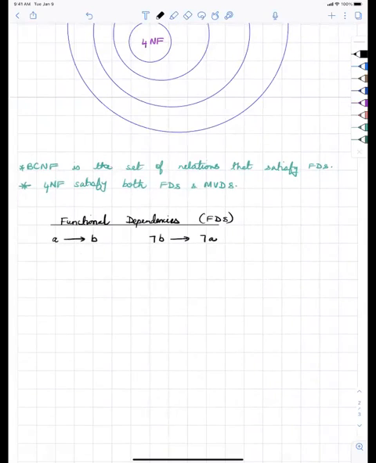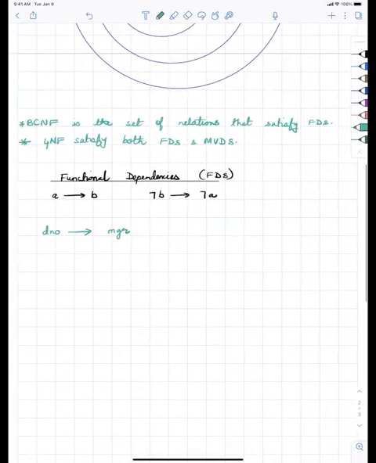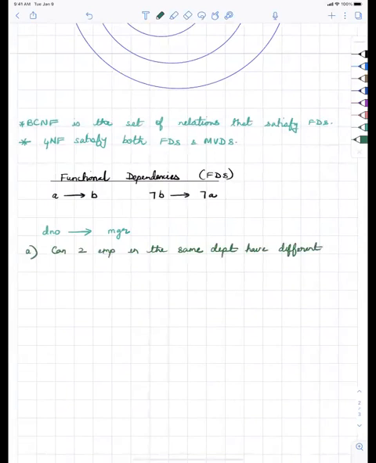So let me pick up an example from the company database. We have DNO determines the manager. So I'm going to put 3 questions down. Can 2 employees in the same department have different managers? So can 2 employees in the same department have 2 different managers? That's the first one.